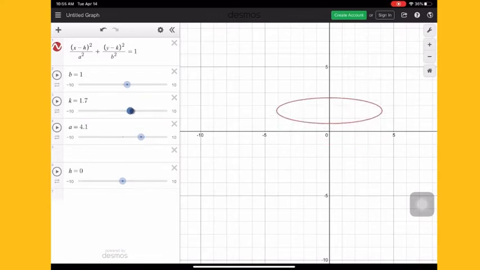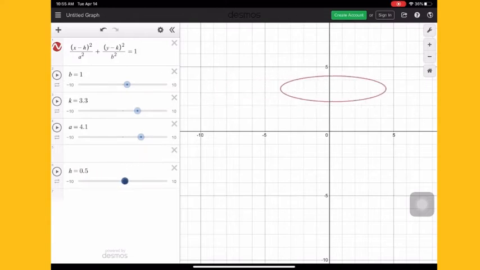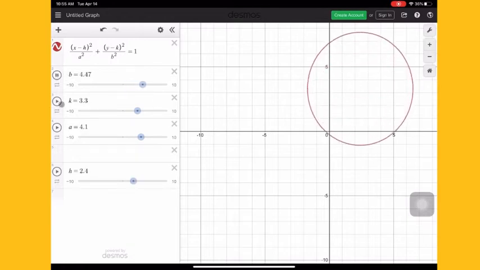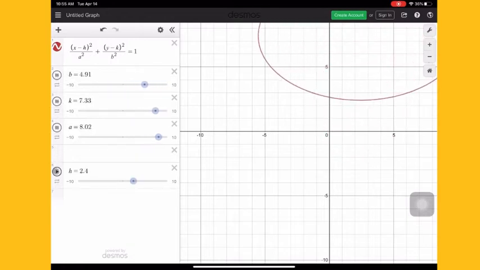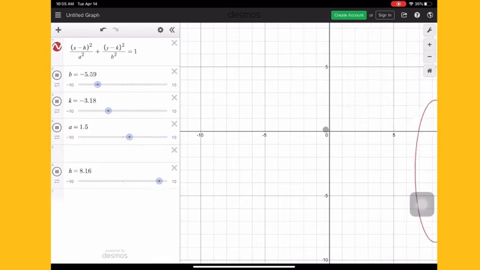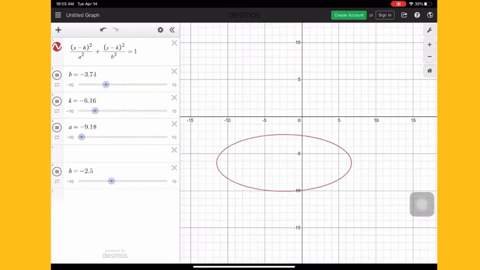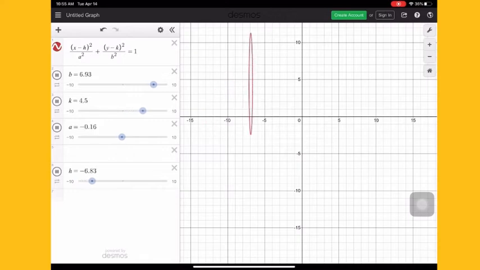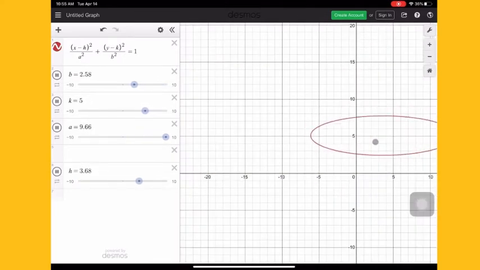We can move this around, of course. This vertex can slide all over the place, and you've got different types of ellipses that you can make as you're doing this. So just keep these things in mind as you're talking about ellipses and what these different equations can look like.